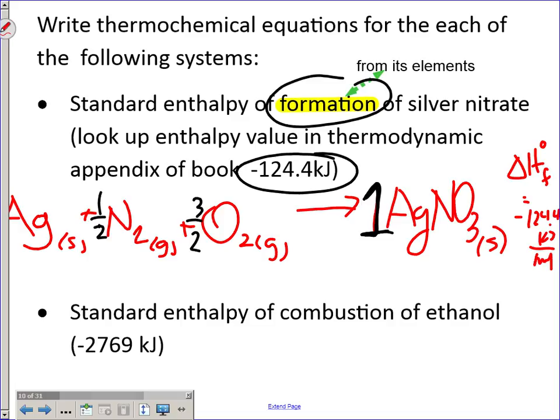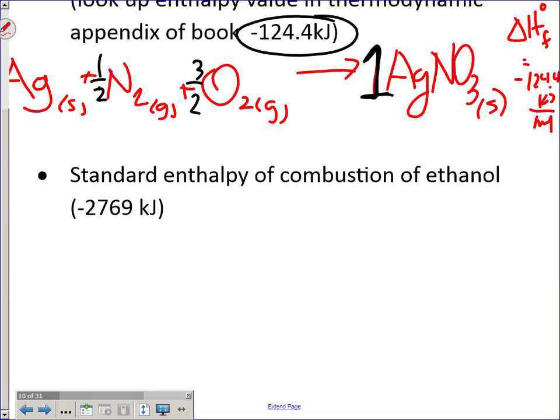So that completes the thermochemical reaction. It's really easy, but it's really easy to forget too, with the delta H formation at the end. Okay, standard enthalpy of combustion of ethanol. Quickly, ethanol combustion, right? So I'm starting with that, not finalizing.